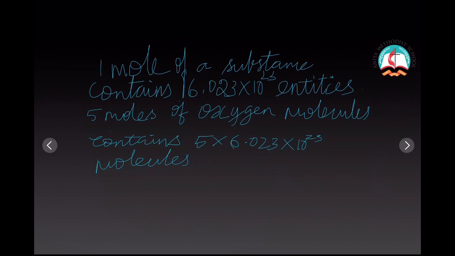If I say 5 moles of oxygen, then 5 moles of oxygen molecules contains, 1 mole contains 6.023 into 10 to the power 23. We have 5 moles of oxygen, so into 5. 5 into 6.023 into 10 to the power 23 number of molecules present in 5 moles of oxygen.